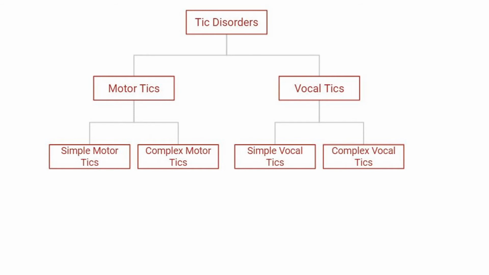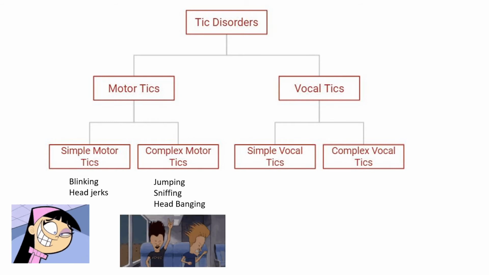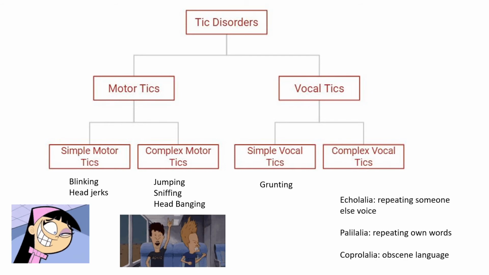So tic disorders can be motor or vocal tics, right? The motor tics can be simple motor tics, for example, blinking, head jerks. It could be complex motor tics, for example, jumping, sniffing, or even head banging. The vocal tics can be simple vocal tics, for example, grunting, or it can be complex vocal tics. It can be echolalia, that is the patient repeats someone else's words. It could be palilalia, that is the patient repeating his own words. Coprolalia, the patient can utter obscene language.